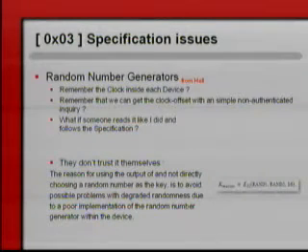So we know that there's a clock inside each device. So where do they take the seed from? Remember that we can't get the clock offset with a simple non-authenticated inquiry. What if someone reads the specification like I did and follows the specification?